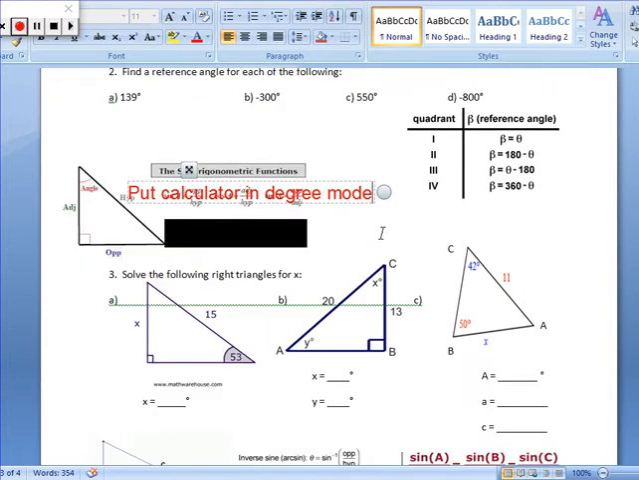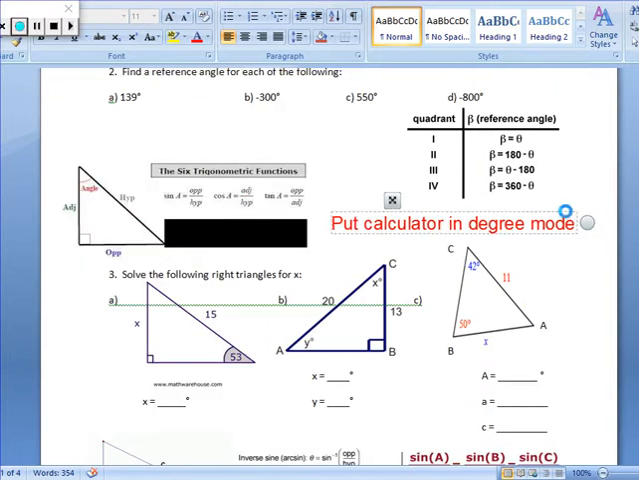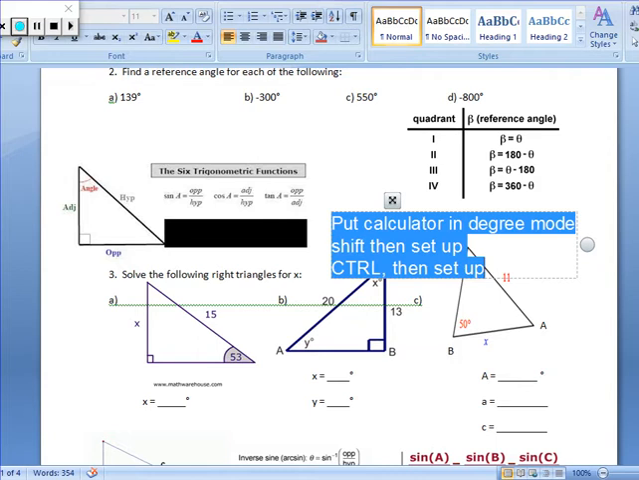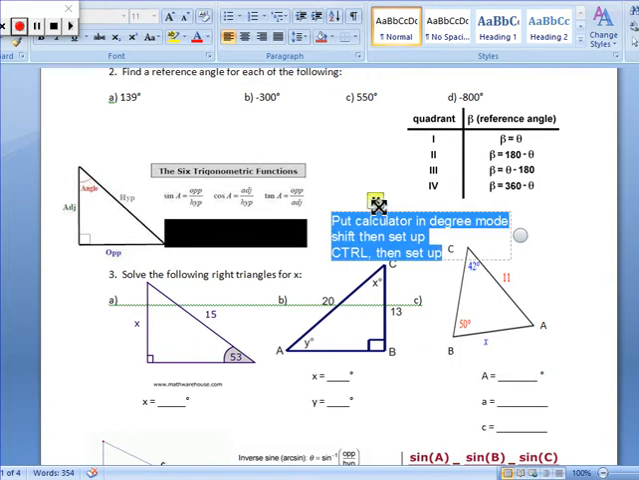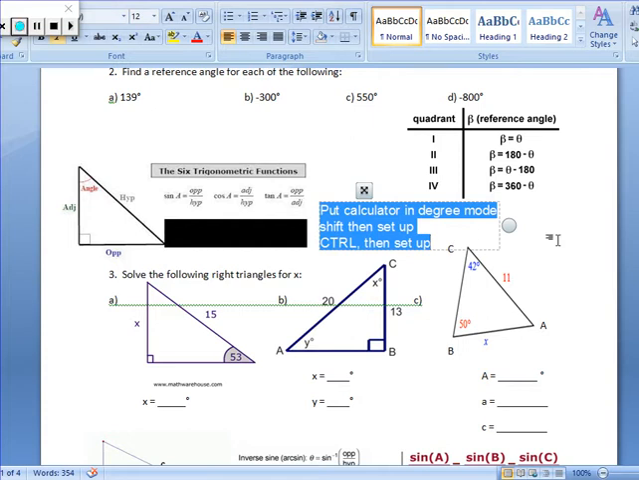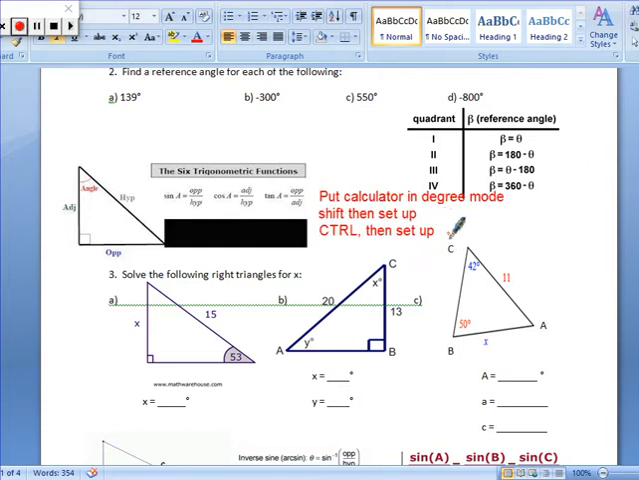You're going to have to put your calculator in degree mode. So it's either going to be shift setup or control setup. But you need to have your calculator in degree mode. So let's call it shift, then setup menu, and then change angle to degree mode, or it's going to be control, then setup. Okay. Once you do all that, everything should be pretty straightforward.